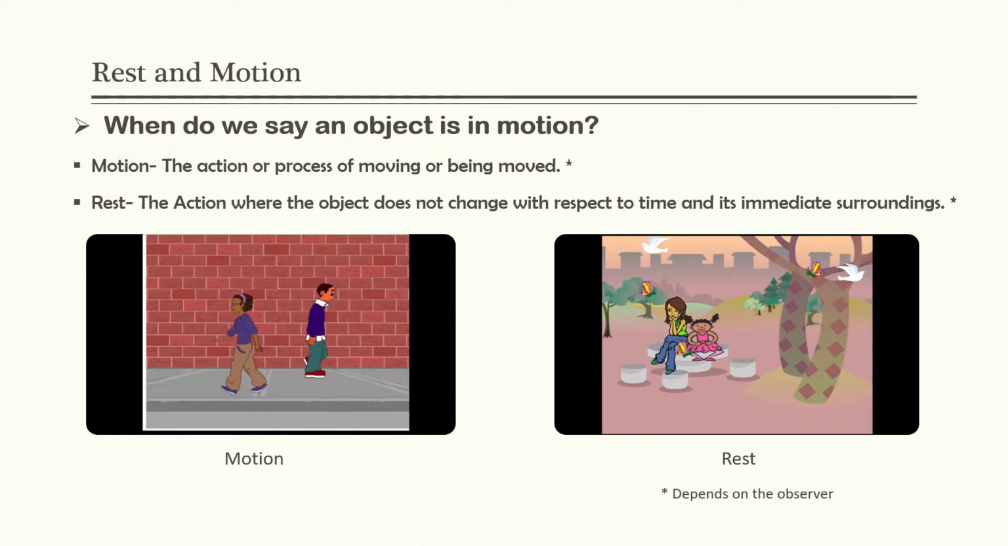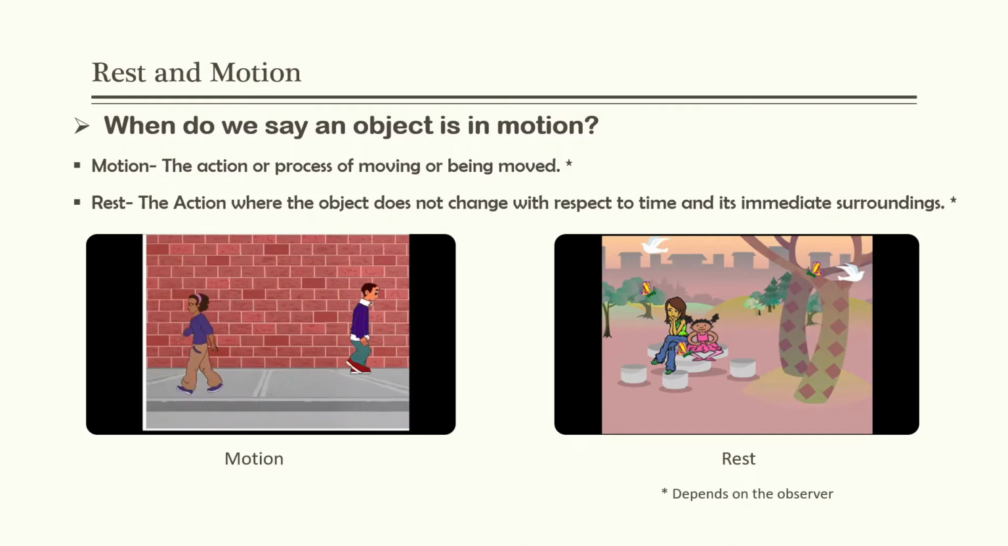When do we say an object is in motion? Motion can be defined as the action or process of moving or being moved. An object is said to be in motion if its position with respect to its immediate surroundings changes with time. This again depends on the observer. And in the case of rest, when the position of the object with respect to its immediate surroundings does not change with time, it is known as rest. This also depends on the immediate surroundings.